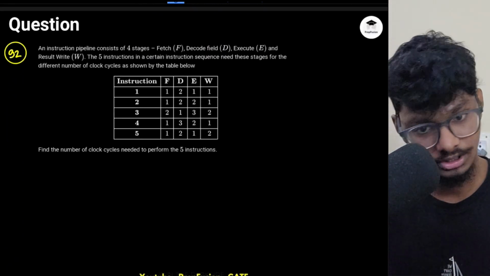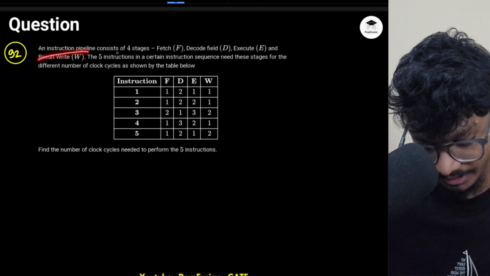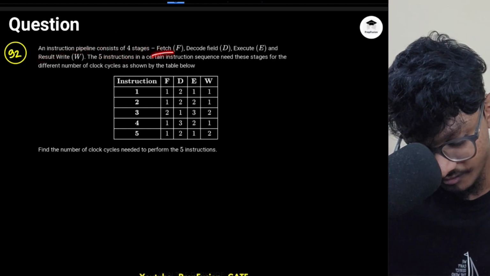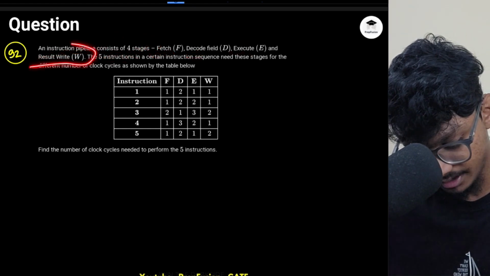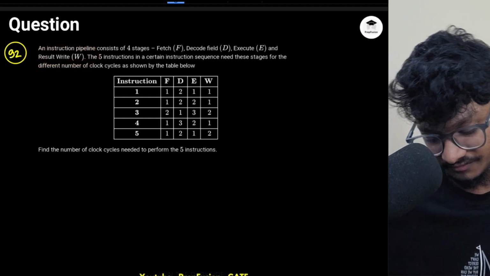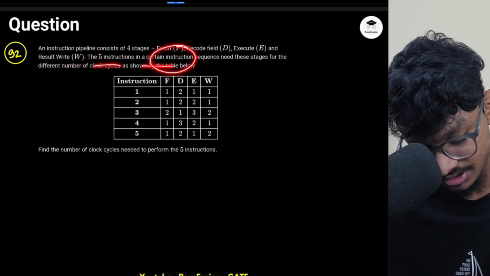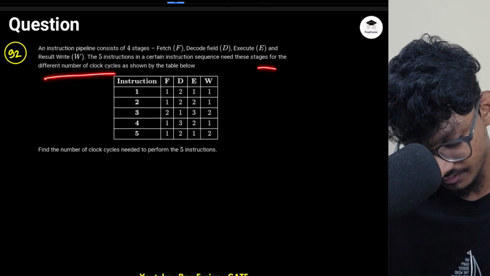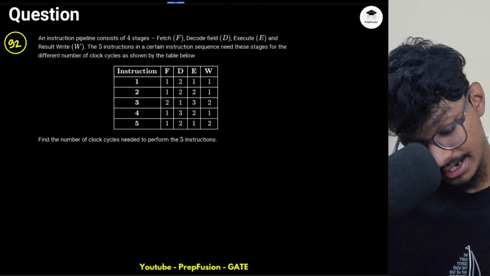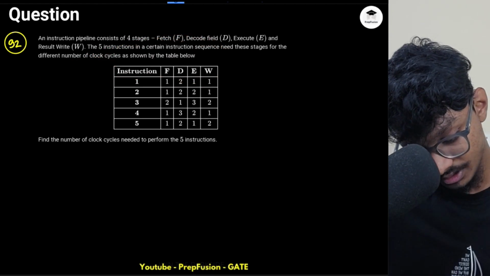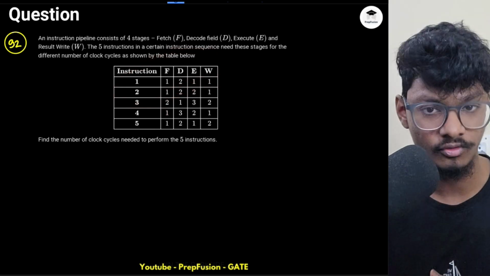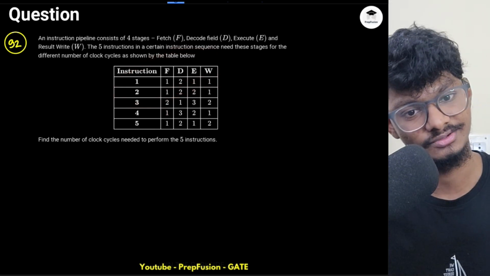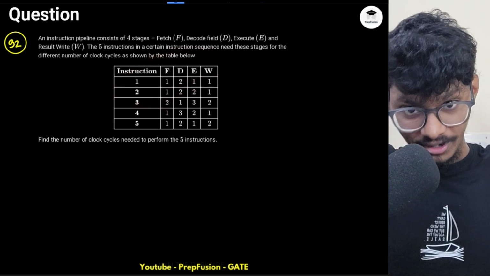Let's solve the next question. An instruction pipeline consists of 4 stages: fetch, decode and operand fetch, execute, and result write. The 5 instructions in a certain instruction sequence need these stages for different numbers of clock cycles. So now different instructions have different numbers of clock cycles in different stages. Okay, so things are more and more difficult.